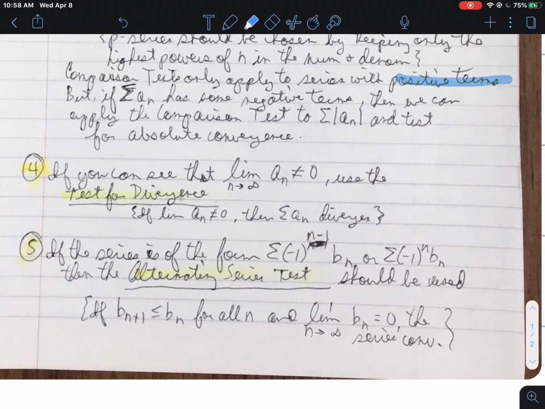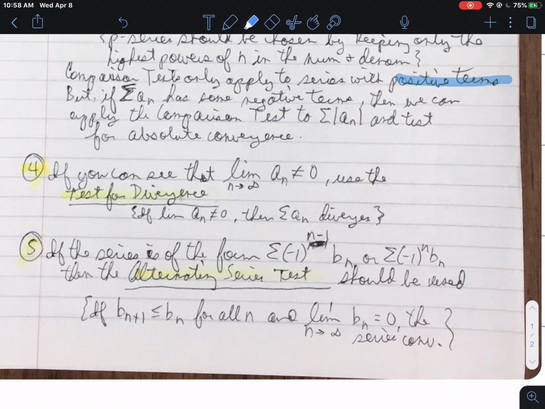Number 4, we always say with this, don't overlook the most obvious: the test for divergence. If you look at the limit as n approaches infinity of a sub n, we said in order for the series to converge, that limit has to be 0. So if that limit is not 0, then automatically it's a divergent series, and there's nothing else I need to do. But it's a basic test that gets overlooked because we get caught up in all these more complex or intricate tests like ratio tests and comparison tests. Don't forget about the basic test for divergence. If the limit as n approaches infinity of a sub n is not equal to 0, the series is divergent.